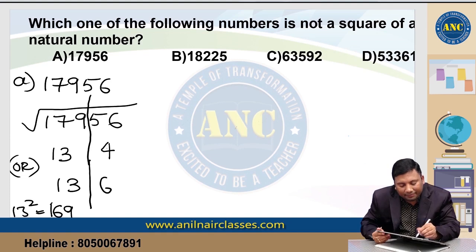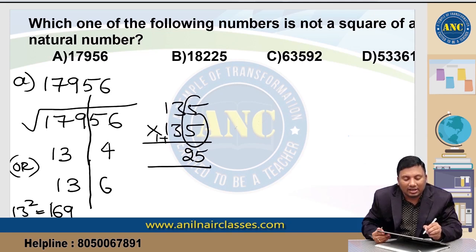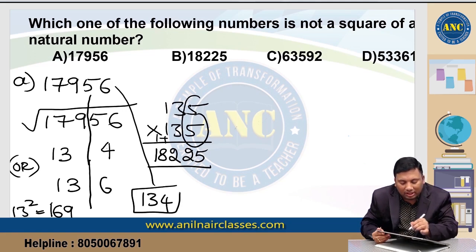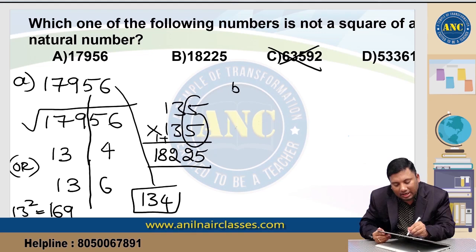Suppose I take 135 into 135. 5 fives are 25, 13 if I add 1 it is 14, 13 times 14 is 182, so 18225. 17956 is less than 18225. So the answer for the first one is the square of 134. Now let me check for the second option.